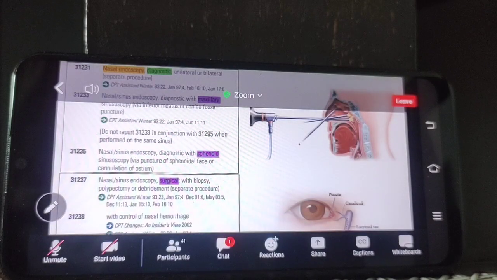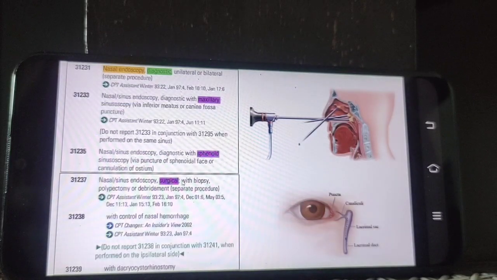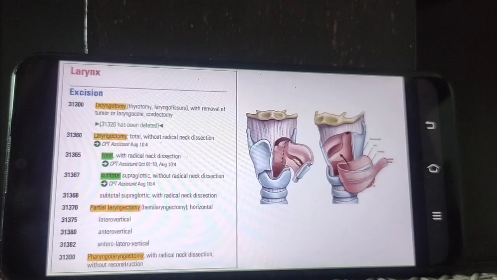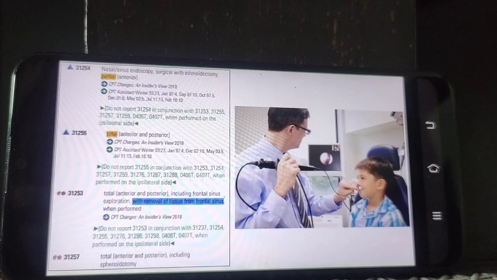First you have to check whether the procedure is performed for diagnostic or surgical purposes. An endoscope is nothing but this. Here, this is an endoscope. At one end of the scope is a camera and flashlight, and the other end is connected with the monitor. So that is an endoscope.